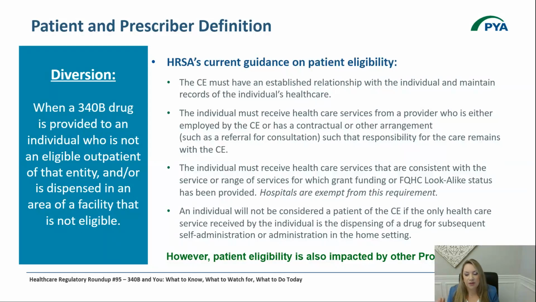The prescriber that ordered the drug or wrote the script for that individual, essentially for that patient. The individual must also receive healthcare services that are consistent with essentially the scope of the grant funding, the services that have been provided. That is a grantee requirement that does not apply to hospitals. And then last but not least, an individual is not considered a patient of the covered entity if the only healthcare service that they're getting is the dispensing of a drug for subsequent self-administration or administration in the home setting.